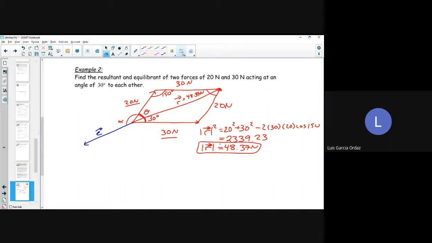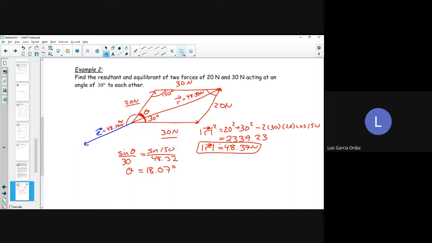So what does that mean for my equilibrant vector? How many Newtons is acting on that force? The same thing, 48.37 Newtons, except we don't know in reference to what. All right, perfect. So we found our resultant, we found our equilibrant, they have the same number of Newtons. Now what we need to do is find that tiny angle theta. So I'm going to use sine law, so I get sine theta over 30 is equal to sine of 150 over the resultant, which is 48.37. And once I take the sine inverse, I get theta is equal to 18.07 degrees.